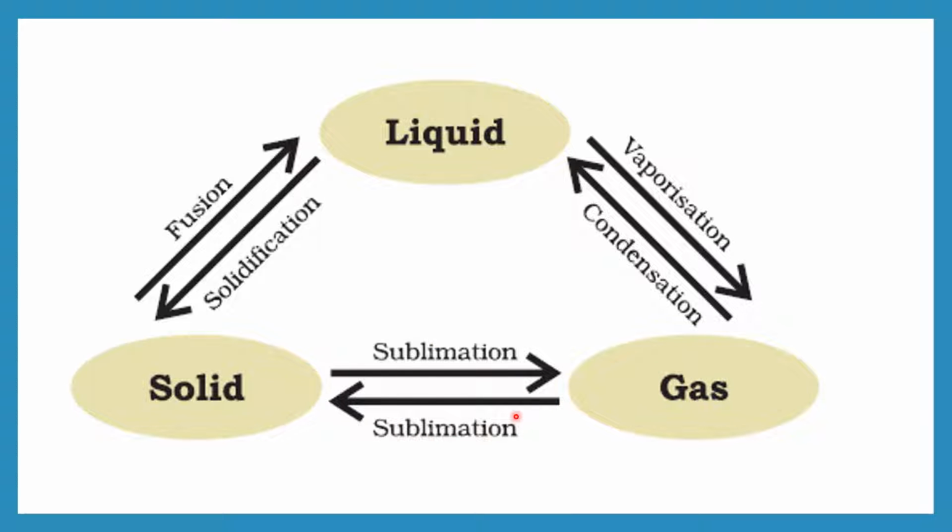There are some substances that directly convert from solid into gas, for example camphor and dry ice, that is solid CO2. They don't go into the liquid state. Okay, so now we will move to the next slide.